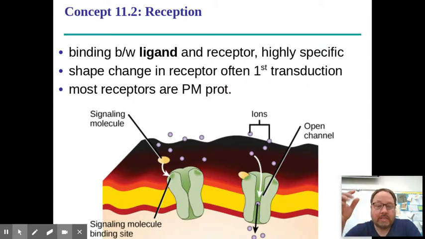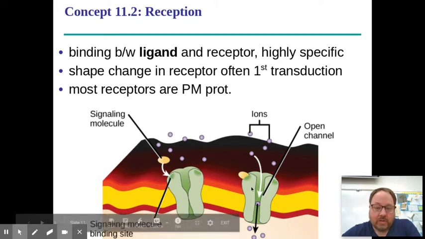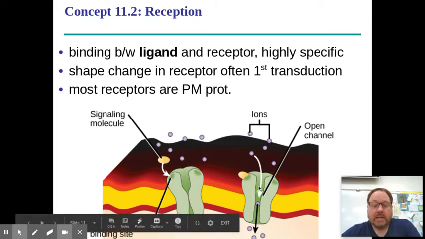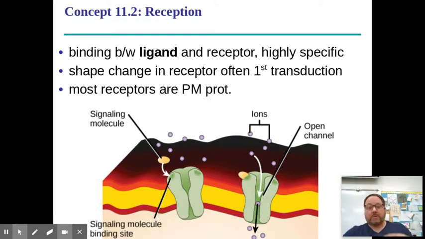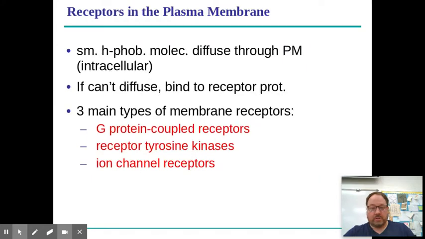What will happen is, in many cases, the ligand will dock on the receptor, and then look at what happens. There's a shape change, right? And that shape change in the receptor is the first transduction, that first change that occurs.